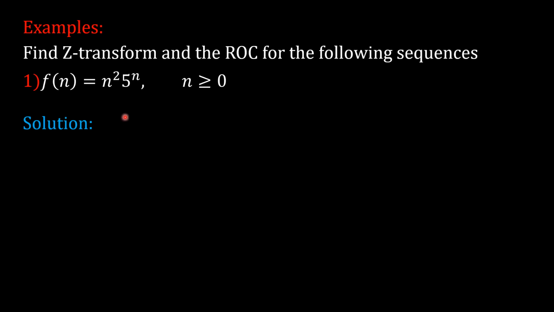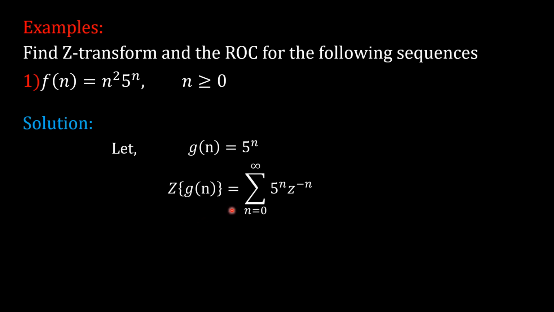So solution. First of all, we will call this 5 raised to n as g of n. Now, using the definition of Z transform, we will try to find out Z transform of the sequence g of n. Hence, Z transform of g of n is equal to summation n from 0 to infinity, as we have been given n greater than or equal to 0, g of n, which is 5 raised to n into z raised to minus n. Put values of n one by one, that will give us 1 plus 5 into z raised to minus 1 plus 5 square into z raised to minus 2 plus so on.